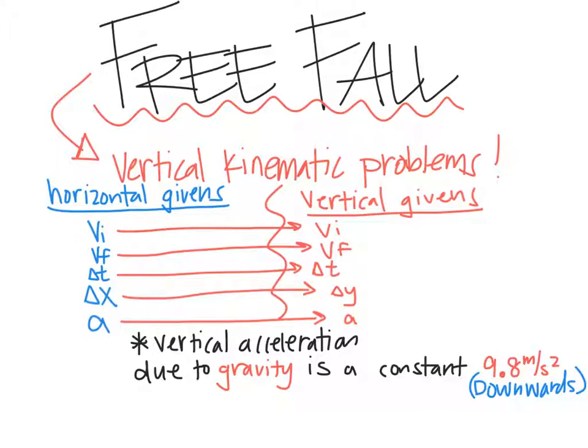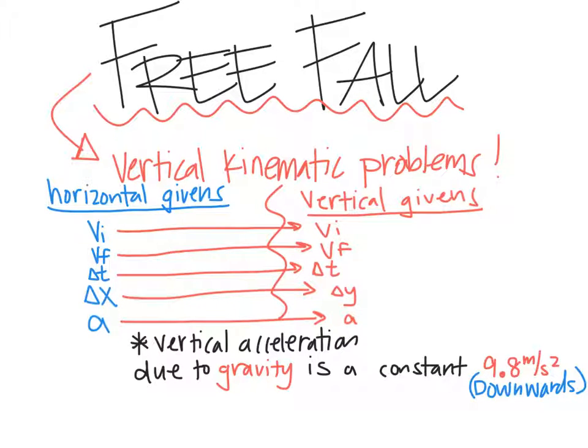Initial velocity is still vi, final velocity is vf, change in time is still change in time, except we see something here. We see that change in y is now what we're calling displacement, because before it was a horizontal displacement, or on the x-plane, and now a vertical displacement would be a change in y, because it would be the y-plane. And then we still have acceleration.